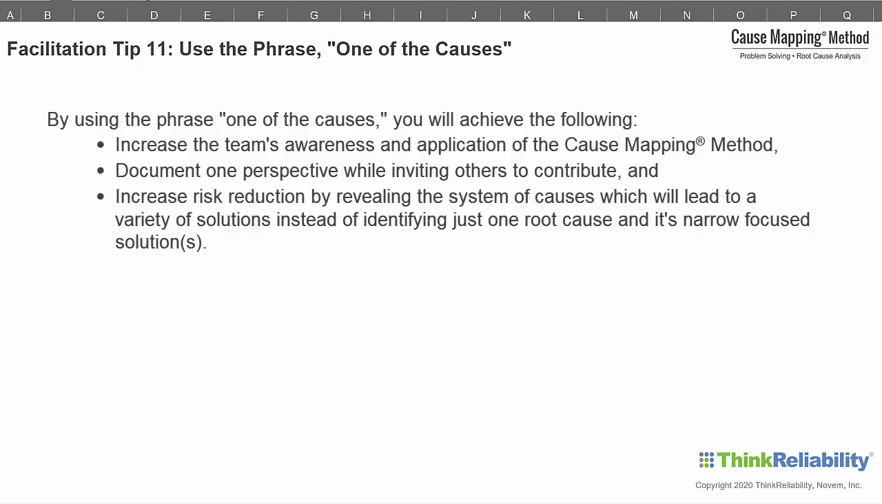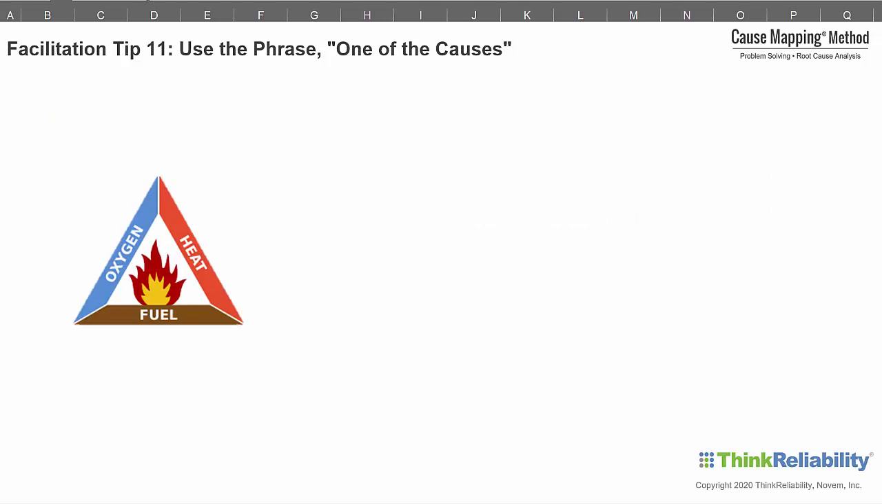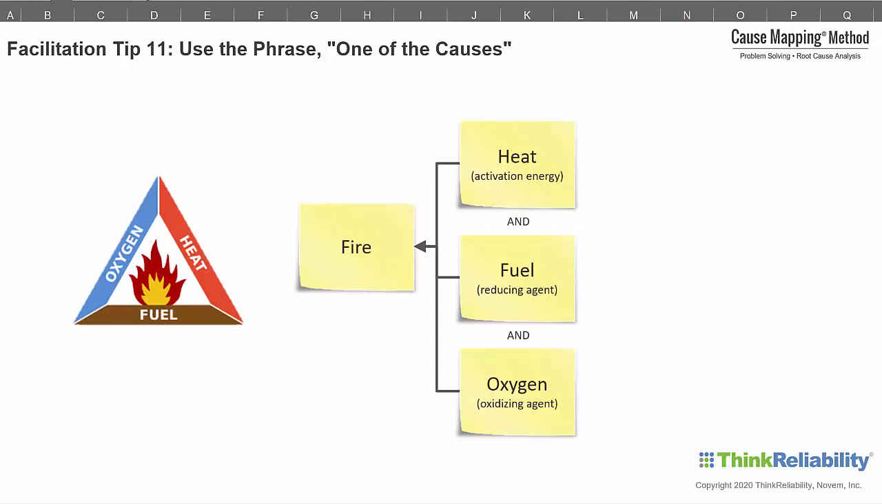However, some participants may come into your investigations with a right answer bias or just the traditional root cause thinking, meaning one root cause. The word root in root cause analysis refers to a network or a system of causes beneath the surface. It's not trying to identify the one cause or the type of cause. If we consider an example such as the fire triangle, it requires three things: heat, fuel, and oxygen. They are each one of the causes of a fire.